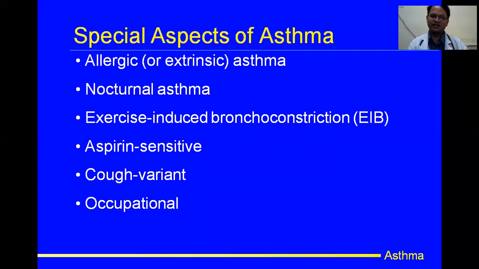So what are the special aspects of asthma? They are allergic or extrinsic asthma, nocturnal asthma, exercise-induced bronchoconstriction, aspirin sensitivity, cough variant asthma, and occupational asthma.